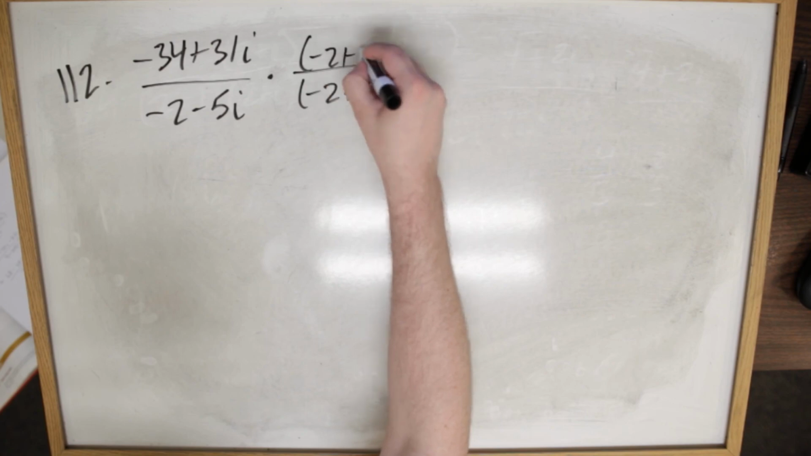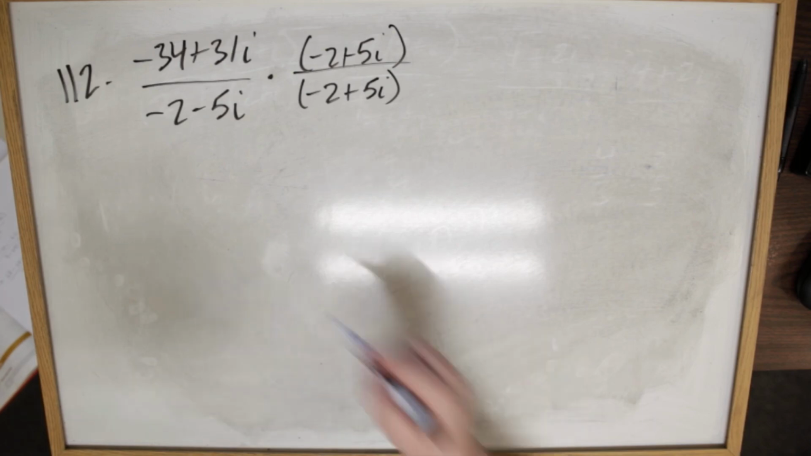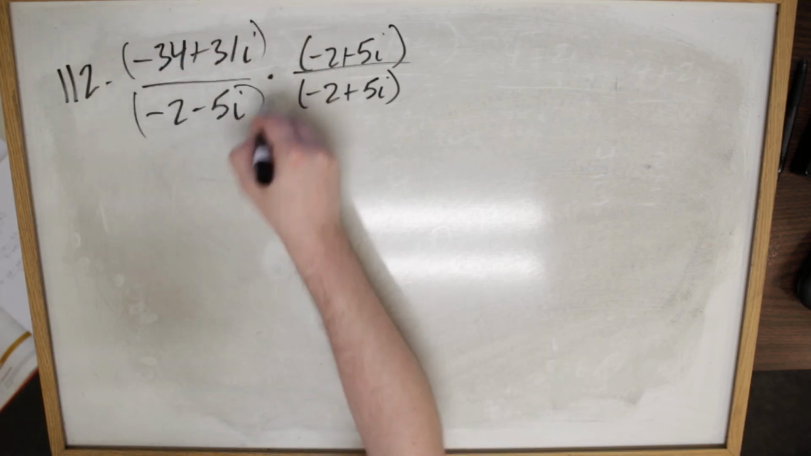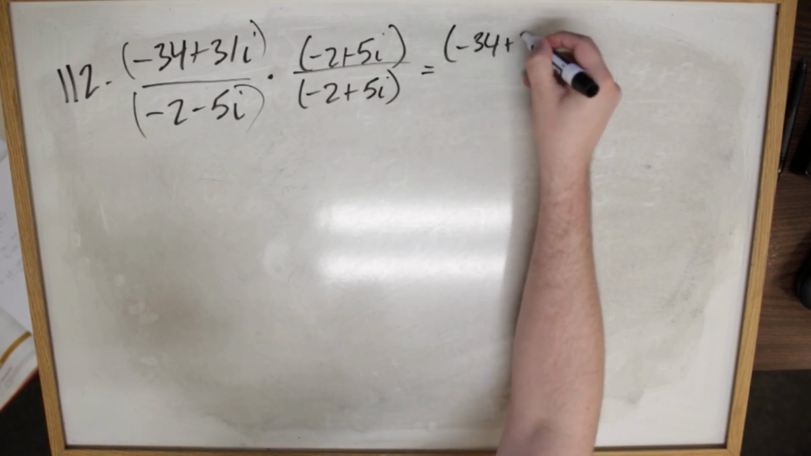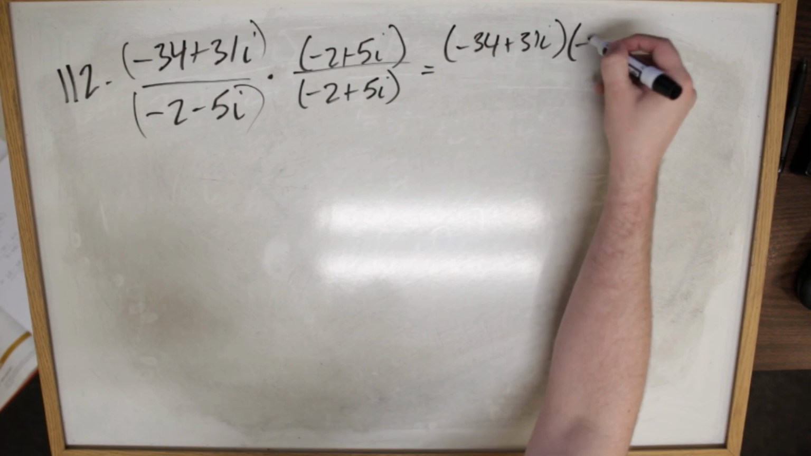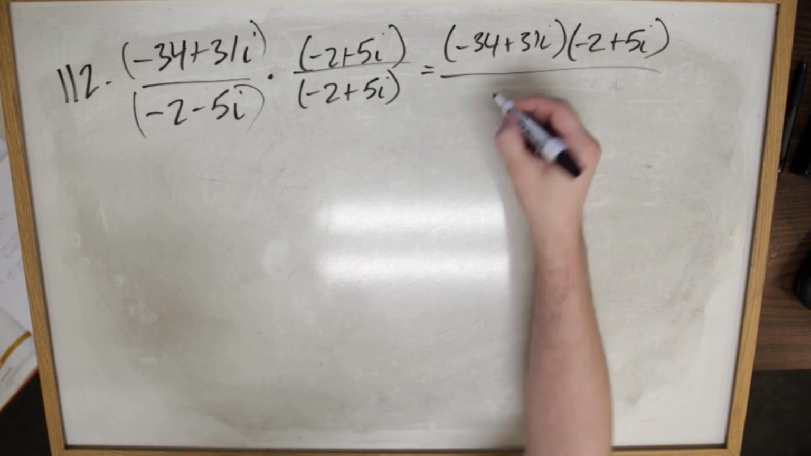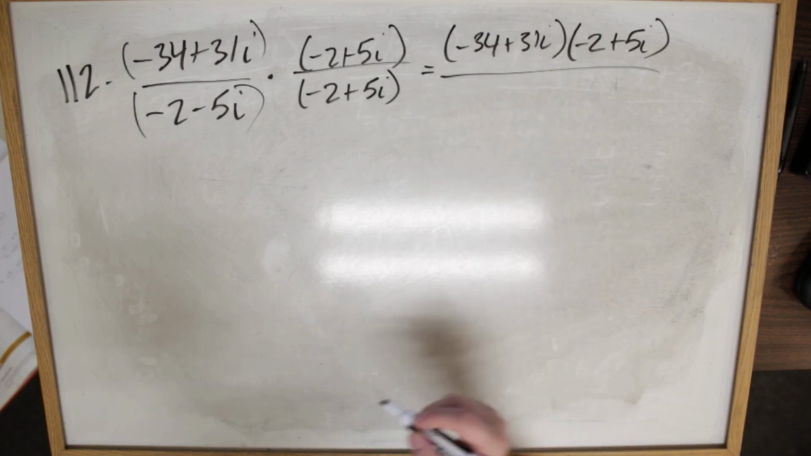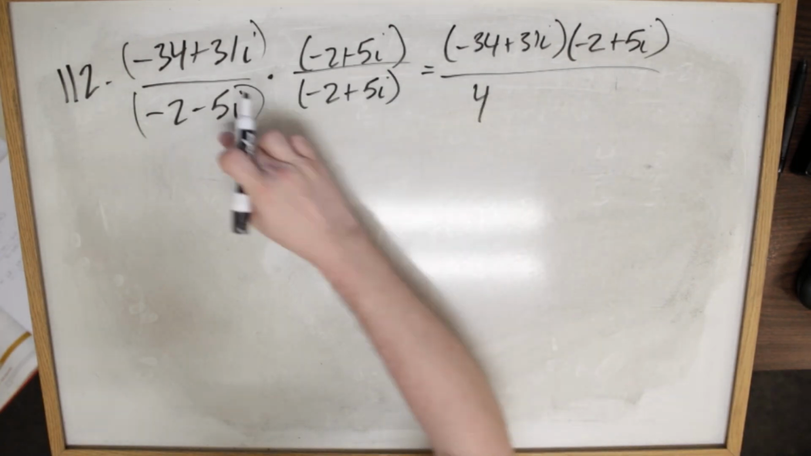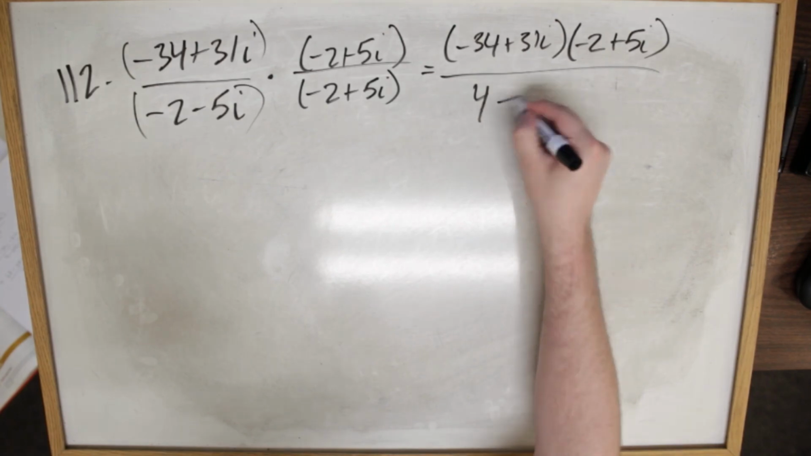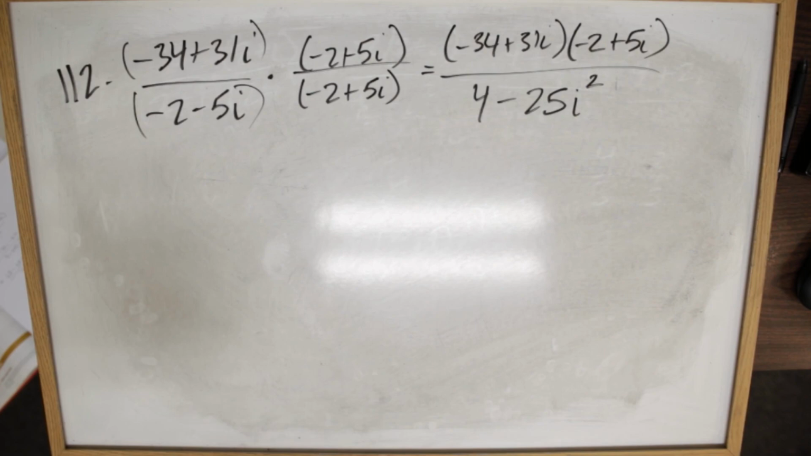Wow, I can't talk right now. 5i. Okay, so these are each individually multiplying, okay? So I get minus 34 plus 31i times minus 2 plus 5i. That is a really fun factor to work on. I'm kidding, it's really not, but you know. For the denominator, this is going to be 5 times 5 is 25 minus 25 times i squared. Okay?